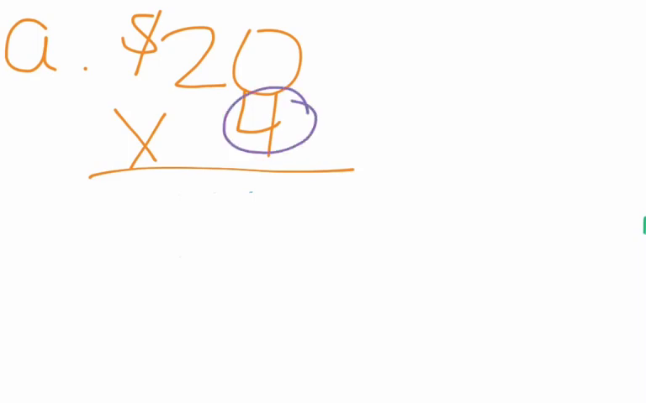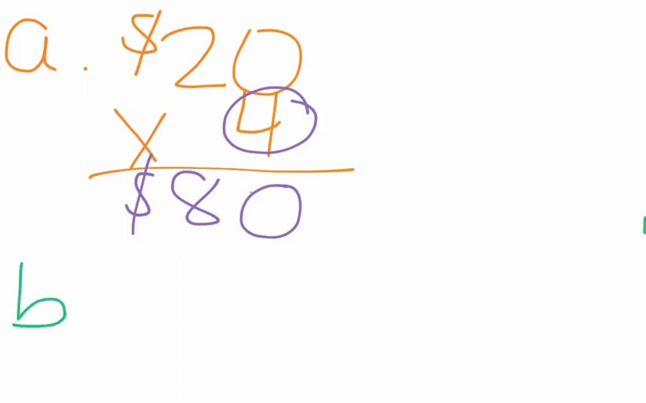And then I'm going to multiply times 4 because there were 4 tickets. And we're going to do, remember, every number gets multiplied by this guy. 0 times 4 is 0, and 2 times 4 is 8, making the total price $80. Okay? All right, last one we're going to do for this one is B.